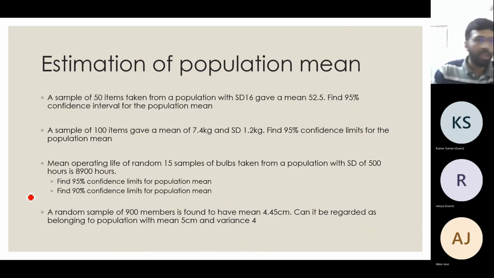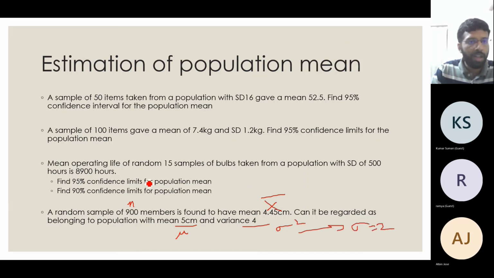In this case, n is given as 900, x bar is given as 4.45, and I am asked whether this belongs to a population with mean 5 centimeter. Mu is given, variance sigma squared is given as 4, so sigma is equal to 2. A random sample of 900 members has a mean of 4.45. Does it belong to a population with mean 5 and variance 4? In the same way, I can find the confidence interval and see whether 5 is inside or outside it, to know whether the sample is from this population or not.